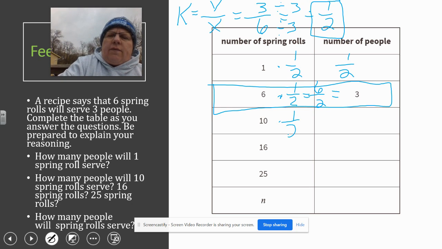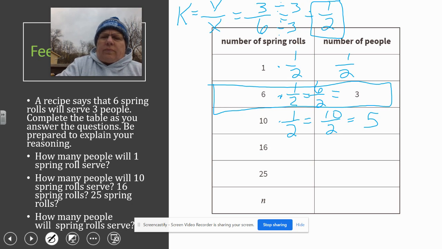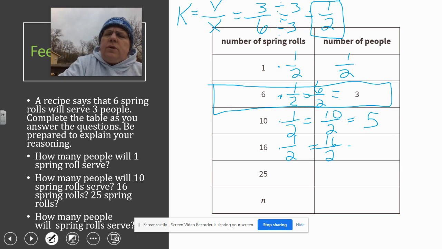Next, 10 spring rolls. 10 times 1/2. Again, 10 times 1 is 10. 1 times 2 is 2. 10 over 2 is 5. 16 times 1/2. 16 times 1 is 16. 1 times 2 is 2. 16 over 2 is 8. Next one, 25 times 1/2. 25 times 1 is 25. 1 times 2 is 2.